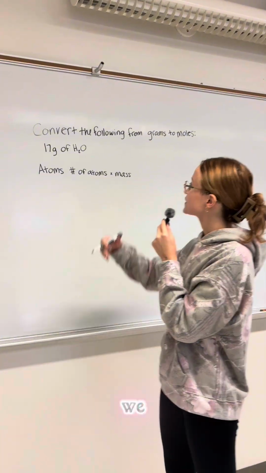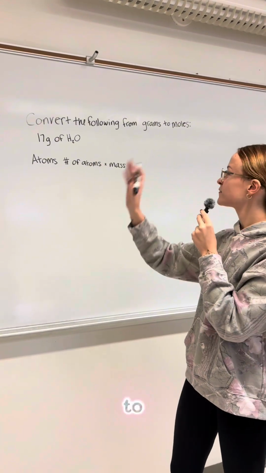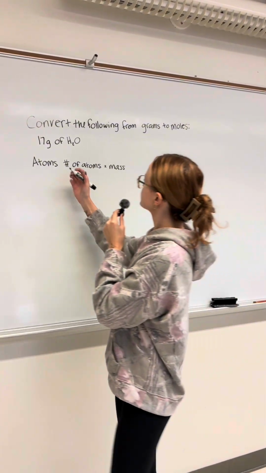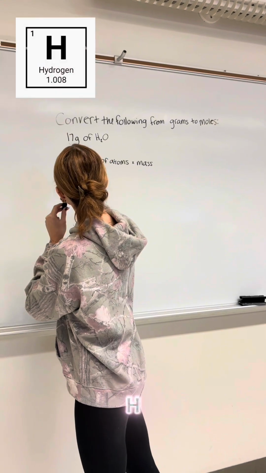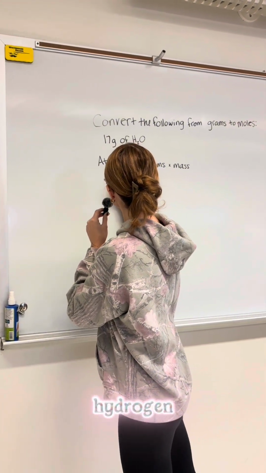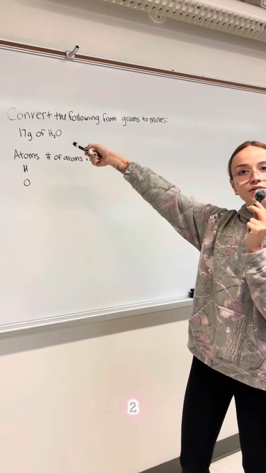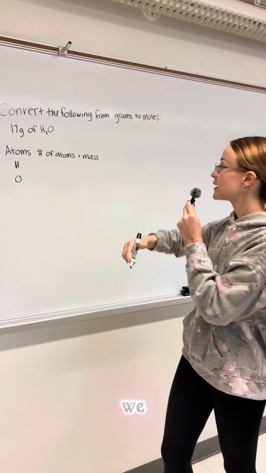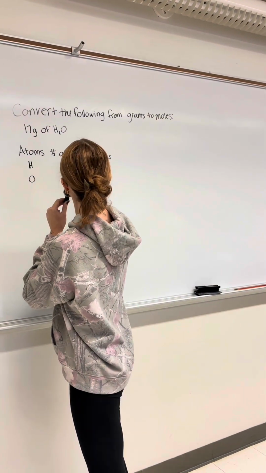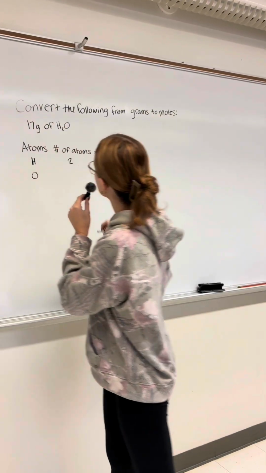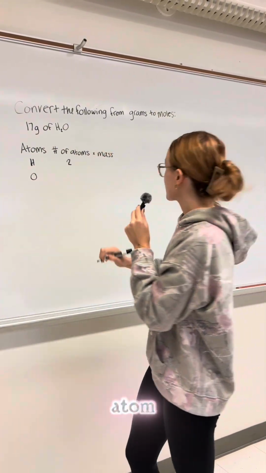So as you can see, we were given H2O. First we have to find the number of atoms. So we have H for hydrogen and O. As we can see, next to the H there is a 2 representing the number of atoms, so we have 2 hydrogen atoms, and we have 1 oxygen atom.